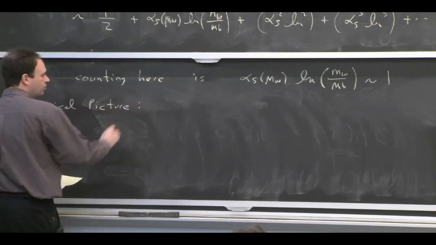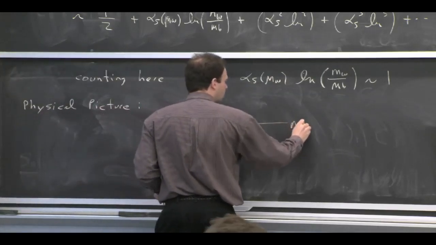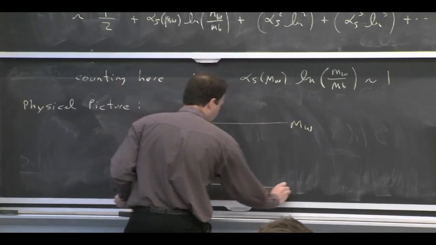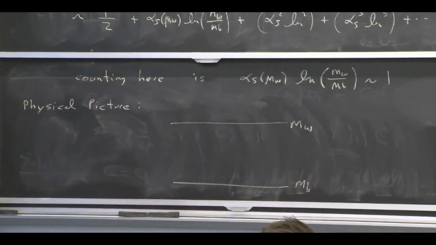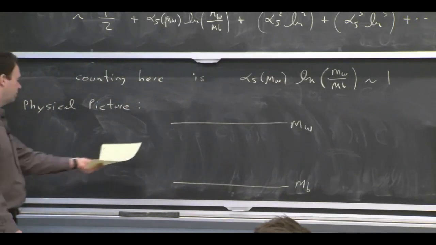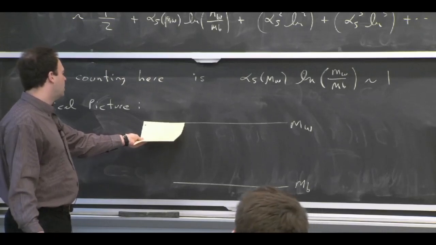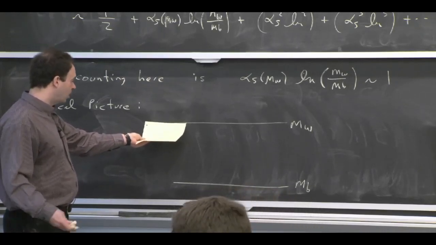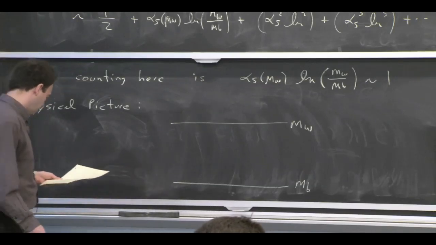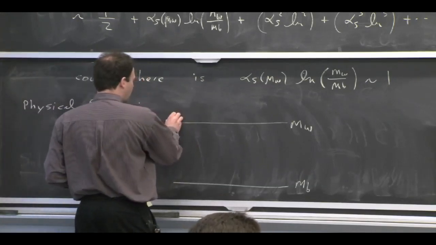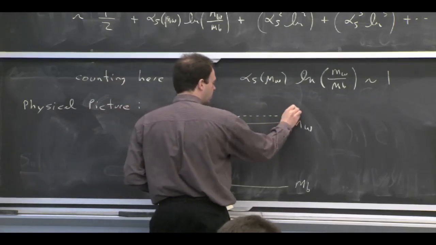So the physical picture of what we've said here is the following. The basic physical picture would be that there's two scales, MW and MB, which are physical scales. You want to get rid of the scale MW. You do that by going over to this electroweak Hamiltonian. But then you have to renormalization group evolve that Hamiltonian down to the scale where you want to do physics, which is this scale MB.